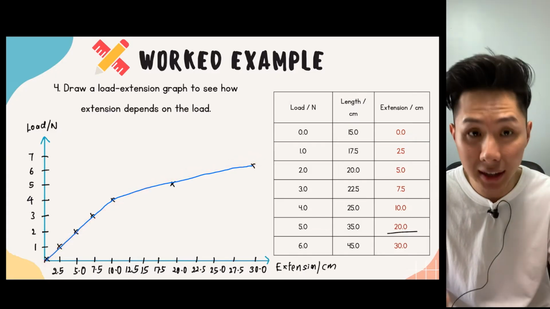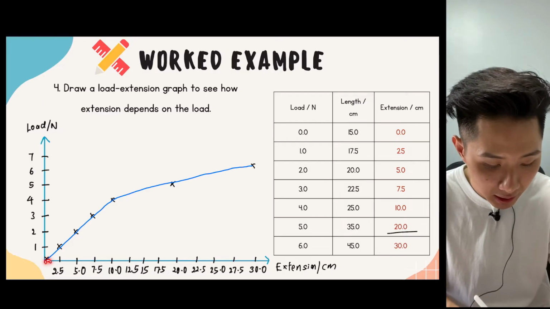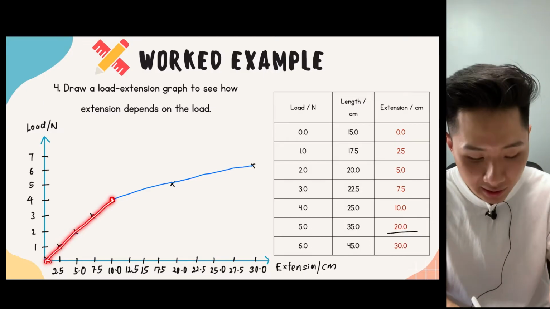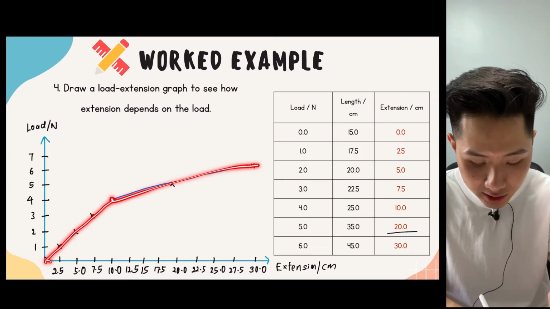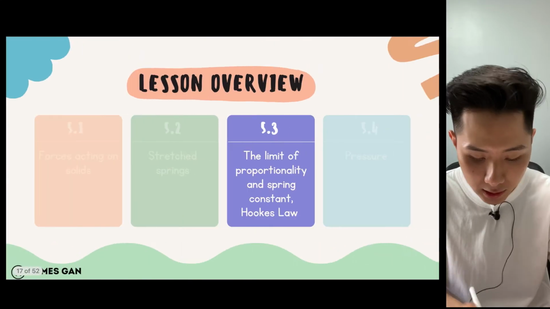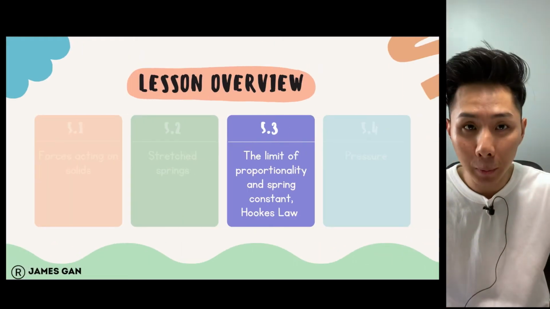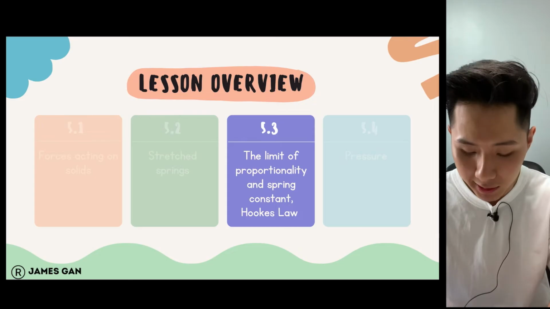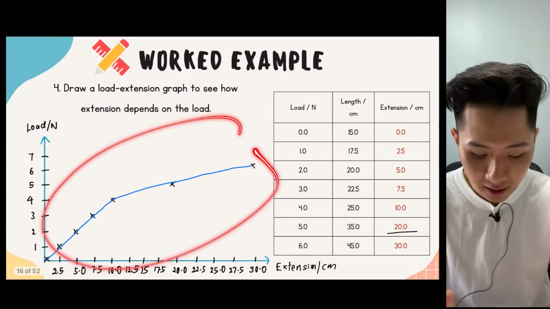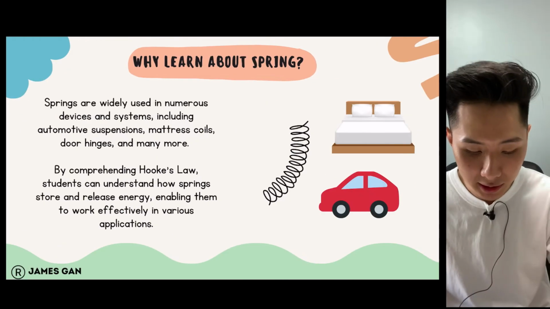And this is called a load extension graph, meaning as the load increases, the extension also increases. But until a certain point, the extension goes way beyond the predicted route. All right. So let's look into the third subtopic, which is called Hooke's law. That basically explains how a spring reacts in this way. So let's look into what it is.